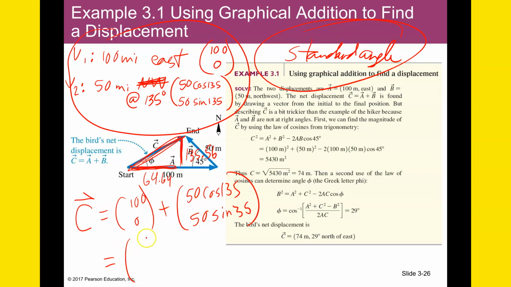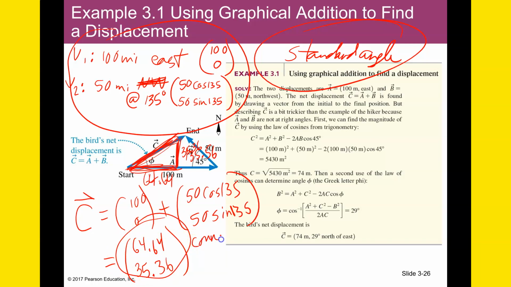When I add 100 plus 50 cosine 135, I get 64.64. When I add 0 plus 50 sine 135, I forgot to put my 1 right there, you get 35.36. And so those are my components of my resultant vector. So that means that this C vector here has a horizontal component right here of 64.64, and it has a vertical component here of 35.36. Okay, so now one way to express C is simply this. This is called a component vector.